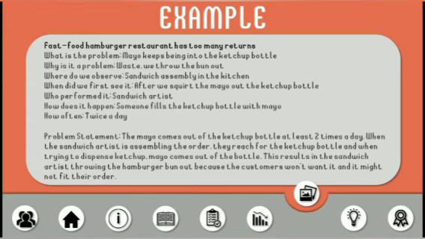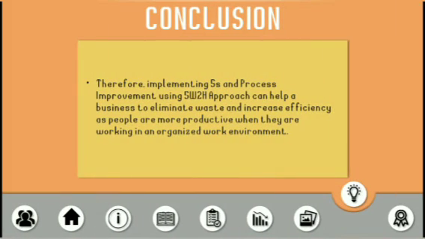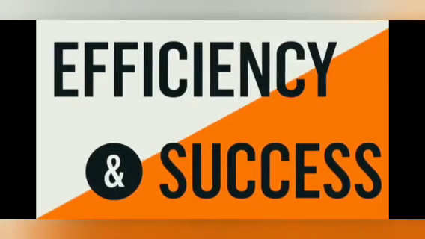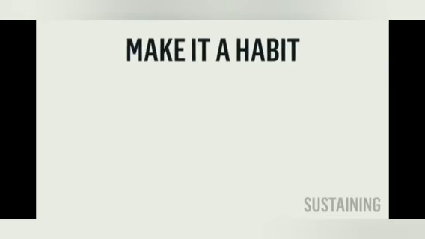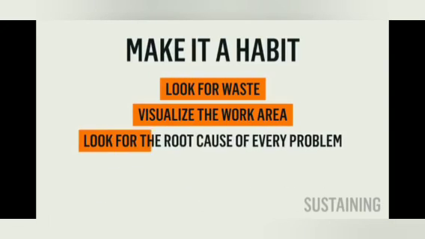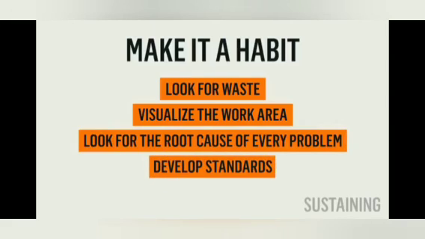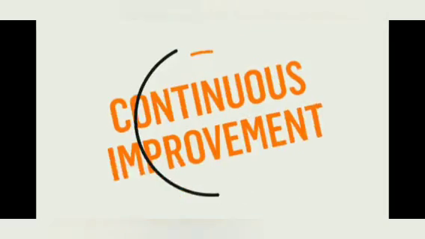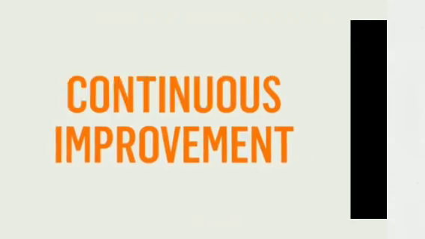fit their order. Therefore, implementing 5S and process improvement using the 5W2H approach can help a business to eliminate waste and increase efficiency, as people are more productive when they are working in an organized work environment. This leads to success by making a habit to look for waste, visualize the work area, look for the root cause of every problem, develop standard, and repeat the process to have a continuous improvement.